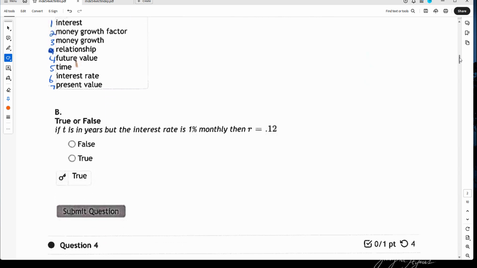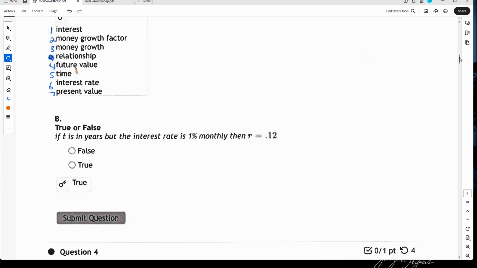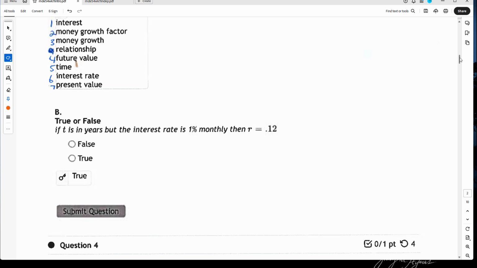True or false: if T is in years but the interest rate is 1% monthly, then R is equal to 0.12. So the interest rate is 1% monthly. Then for the year it's going to be what? 0.12. That's a true statement. So it's a monthly interest rate of 1%, the total interest rate for the year is going to be 0.12, and that's a true statement.